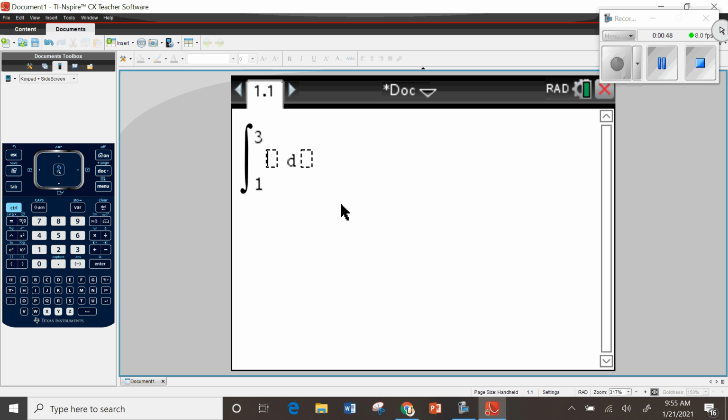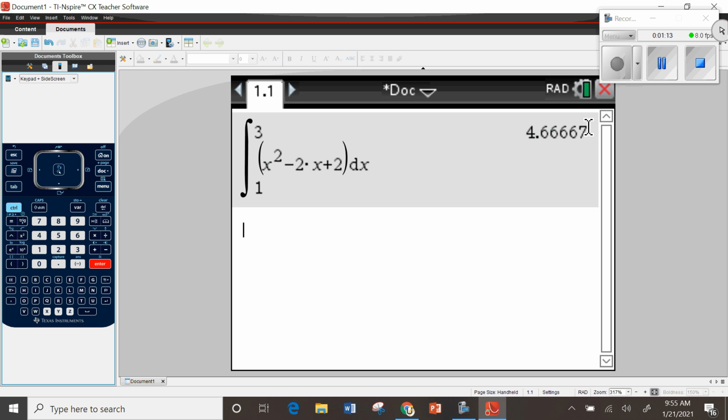And then right here, we're going to type in our function. So I have x squared minus 2x plus 2. So we're going to get that typed in. It's going to automatically get those parentheses going for you. And then right here, we're always going to put our variables, so dx. So that's one way to do it. This is going to give me the numeric version.